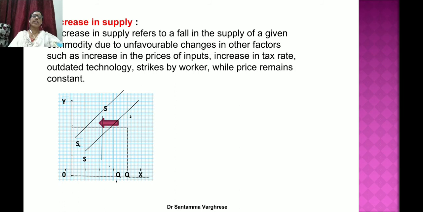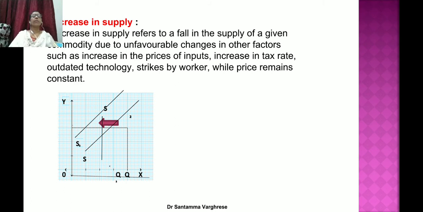The next is decrease in supply. Decrease in supply refers to a fall in supply of a given commodity due to unfavorable changes in other factors, such as, as we mentioned in increase in supply, price of the input increased, taxes increased, technological problems, there may be outdated technology, strikes by the workers, while the price remains constant, there is a decrease in supply and the supply curve shifts backwards. The arrow you can see is shown in the left direction, showing the decrease in supply, price remaining same, but the supply decreases. So the supply curve is shifted backward, showing the decrease.